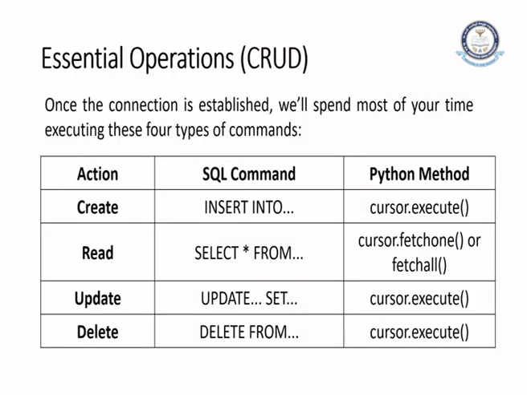The next point is operations. What type of operations can we do with the help of that cursor and that connection? Generally we use the word CRUD operations. We can implement CRUD operations. The meaning of the word CRUD: C means create, R means read, U means update, D means delete.